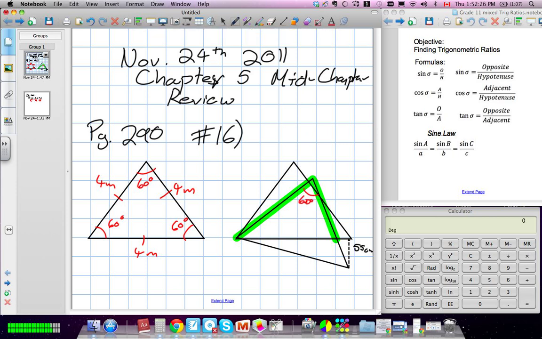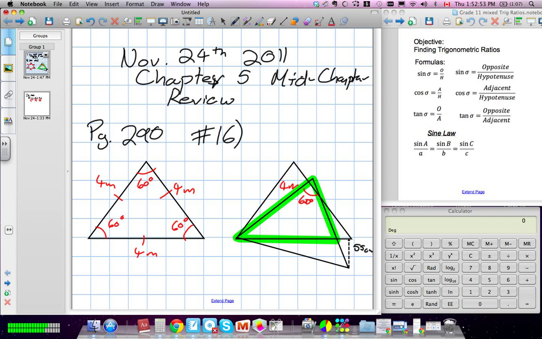Now, this is not going to create a right angle triangle. If you notice, this will be the other part of the triangle. This highlighted part will be the triangle we're solving. This is not a right angle triangle. So we'll eventually have to use our sine law. The problem is I don't have enough information right now. I only have 1 angle and 1 side. So because we only have those 2, I'm going to have to do some deduction here.